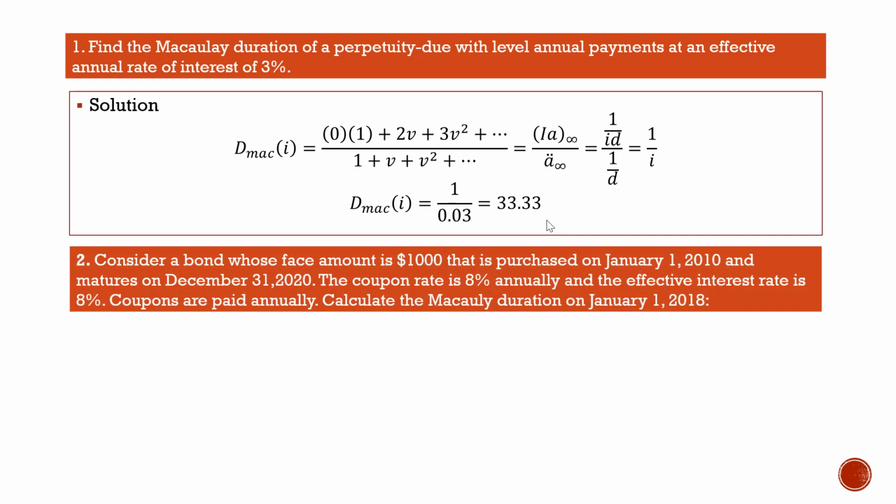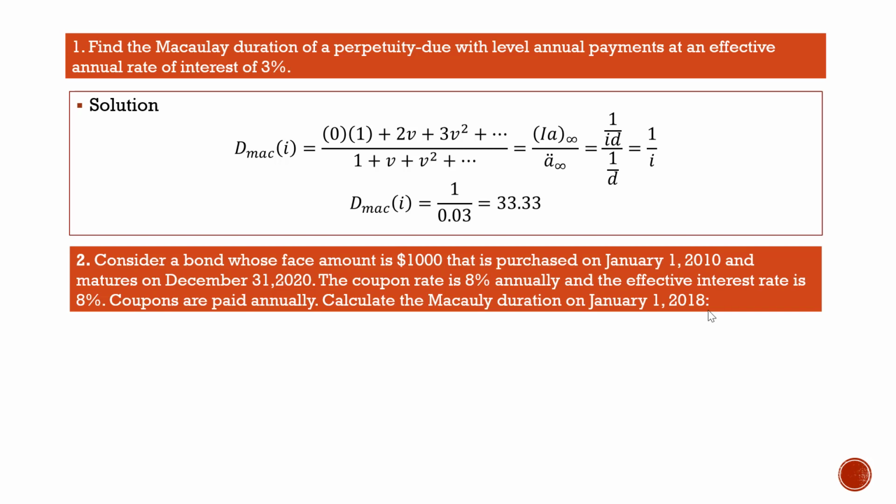Second question: consider a bond whose face amount is $1,000 that is purchased on January 1st, 2010 and matures on December 31st, 2020. The coupon rate is 8% annually and the effective interest rate is 8%. Coupons are paid annually. Calculate the Macaulay duration on January 1st, 2018. Remember, the duration is the time remaining until the cash flows. So on January 1st, 2018, we have 3 more cash inflows.